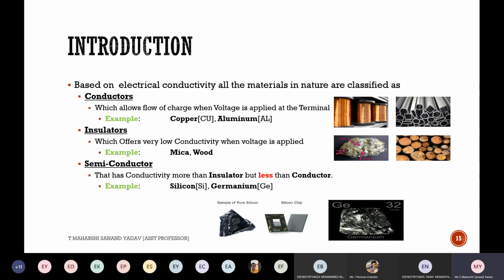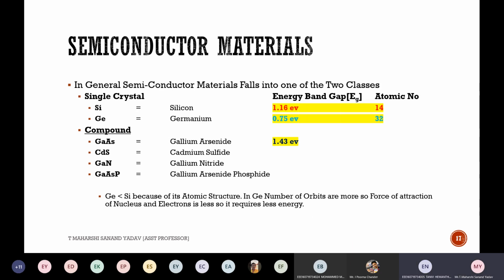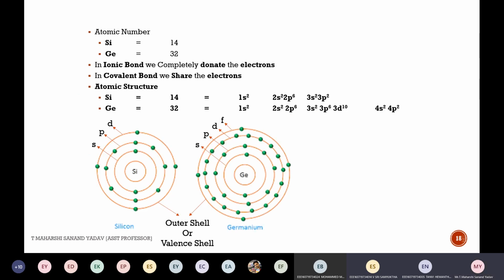What is positive temperature coefficient? As temperature increases, VZ increases. Okay, negative temperature coefficient: as temperature increases, VZ decreases.